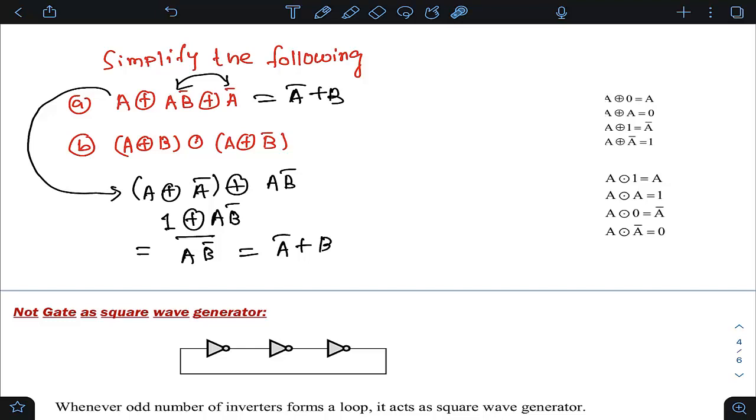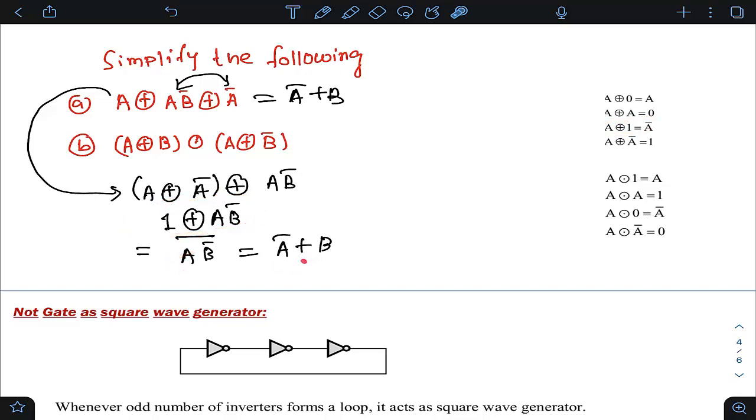What I did first, I interchanged this. Then you got A XOR A bar, which is 1. So using this property, it is 1 XOR AB bar. 1 XOR AB bar is equivalent to, as 1 XOR A is A bar, the complement of AB bar. By De Morgan's law, it is A bar plus B.